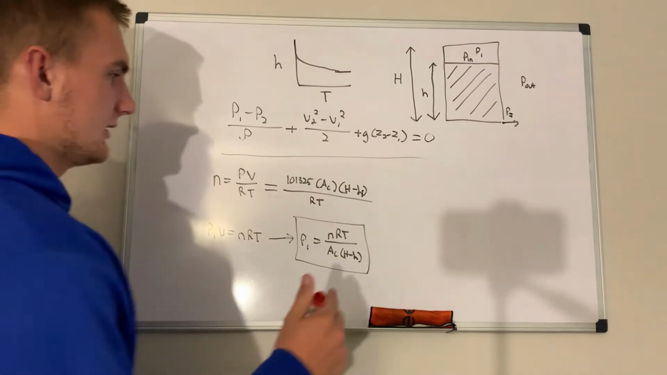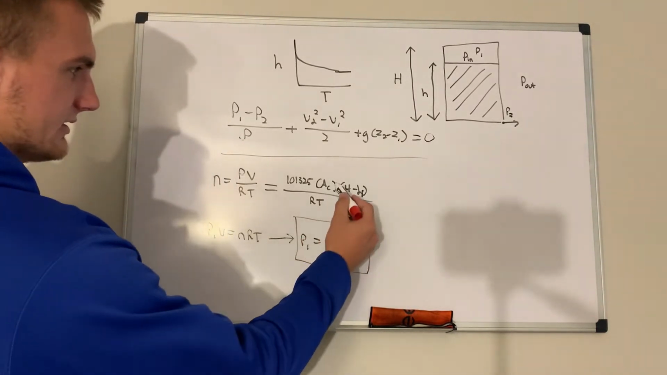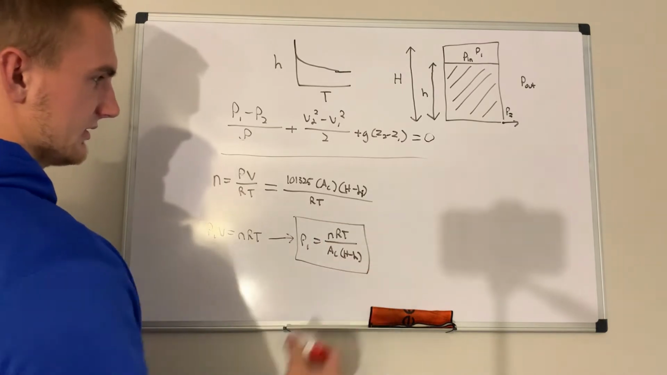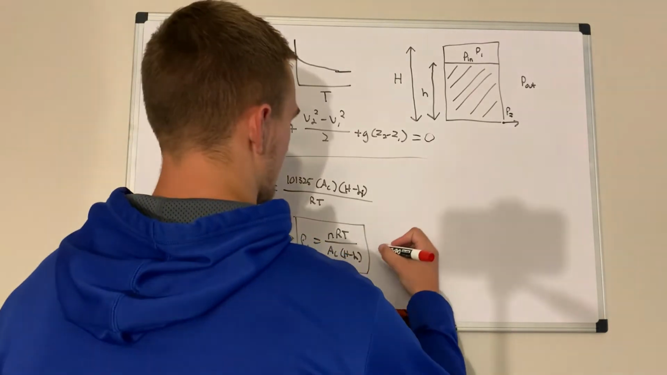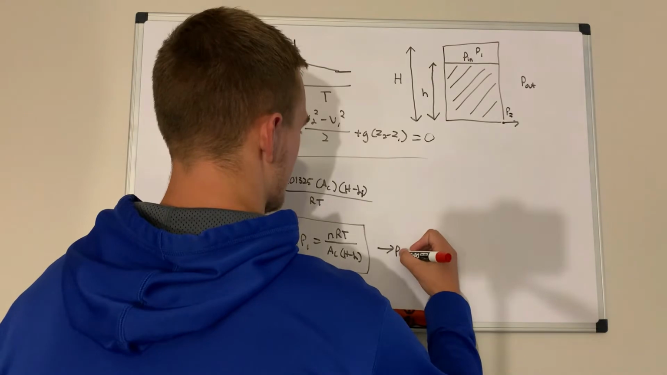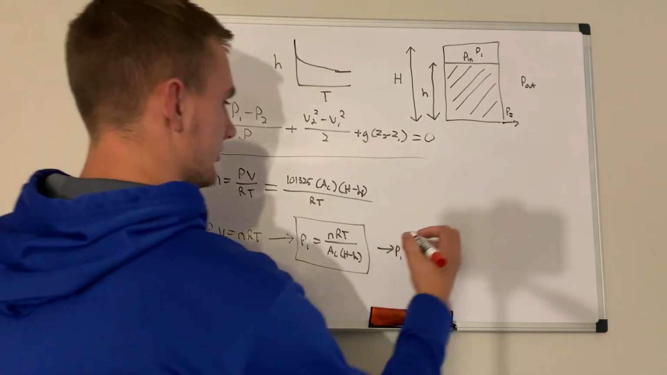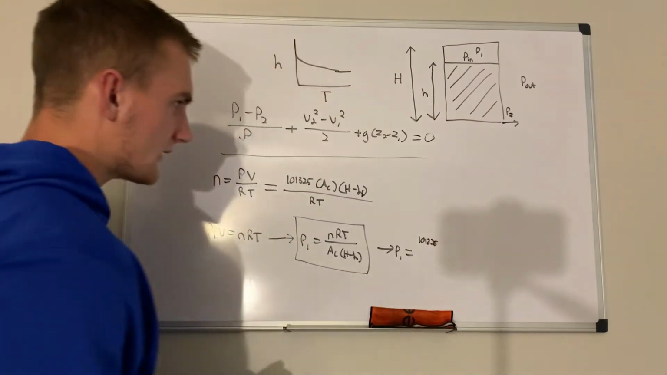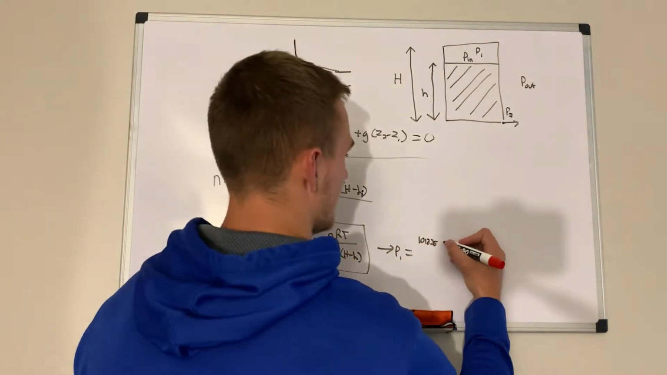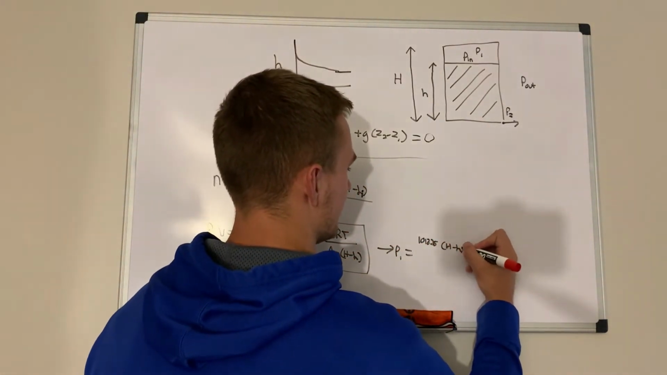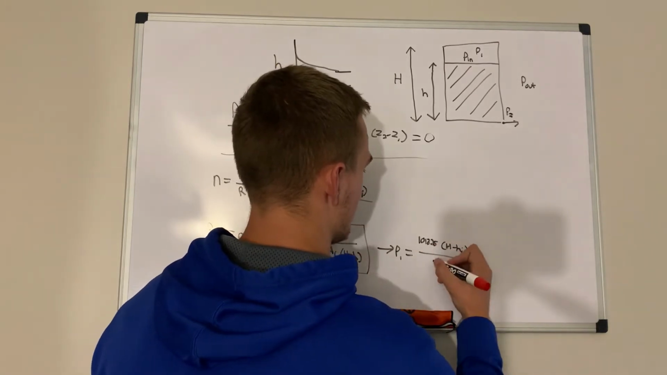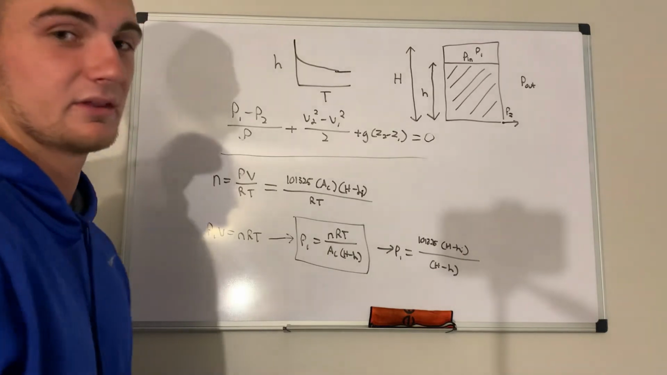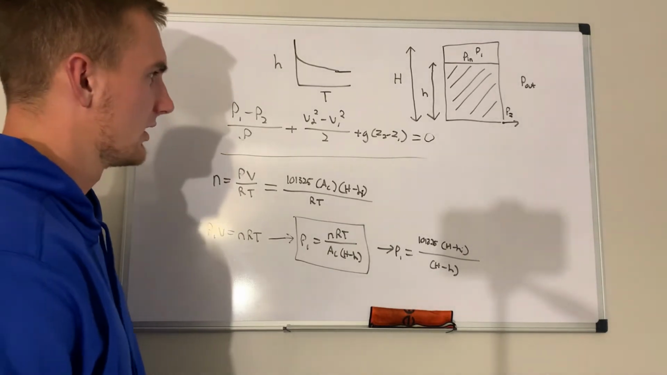So plugging in n here, we see that the AC and AC cancel, as well as RT and RT. So what we will be left with is that P1 is equal to 101325, which is P2, multiplied by big H minus the initial height, over big H minus little h, being the height that changes with time.